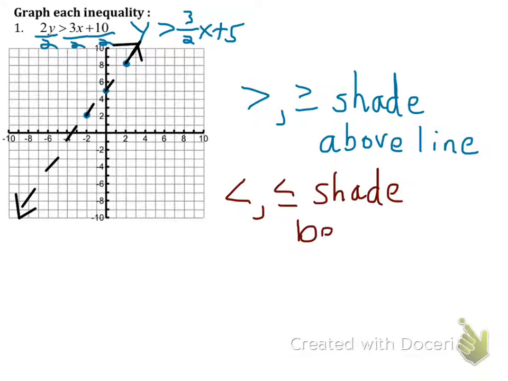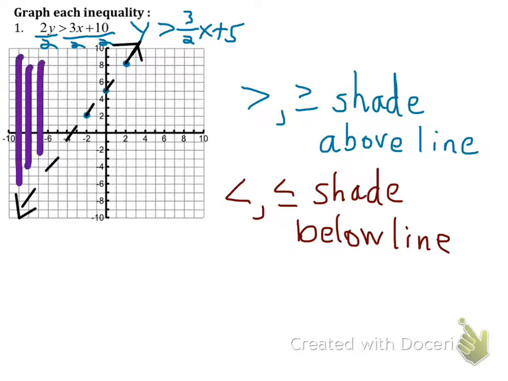On the other hand, if it was less than or equal to, we would shade below the line, but since our problem has a greater than sign, we are going to shade above. So everything above the line there, where those purple lines are, is part of the solution of this linear inequality.